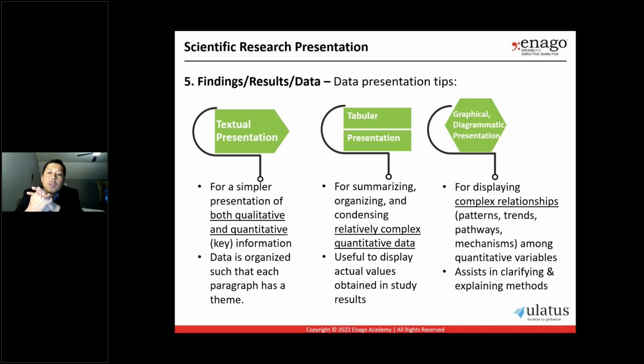And you can use graphical or diagrammatic presentations. So when you have complex relationships like patterns, trends, pathways, mechanisms, and quantitative variables, it's always good to draw graphs or diagrams. And it really helps connecting things and clarifying and explaining what you did.